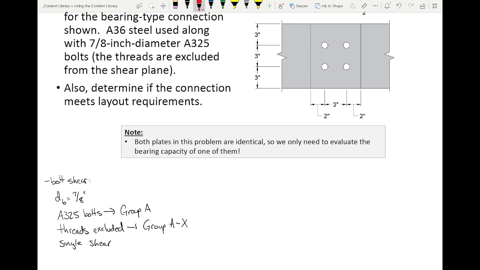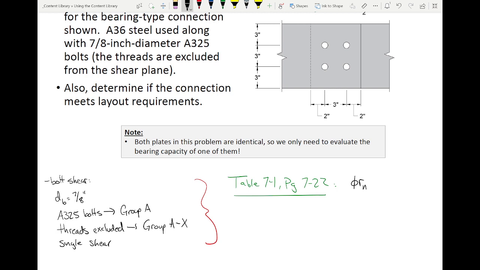So with all of this lovely information, we can go to table 7-1 on page 7-22, and we can determine the capacity of a single bolt. So what is the capacity of a single bolt with these conditions? Say it again. 30.7.